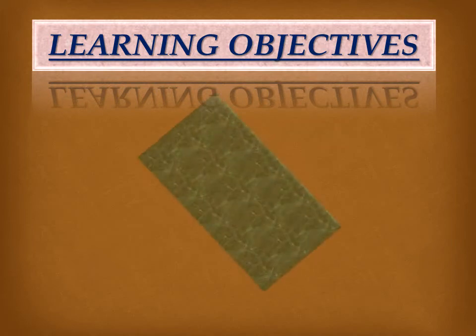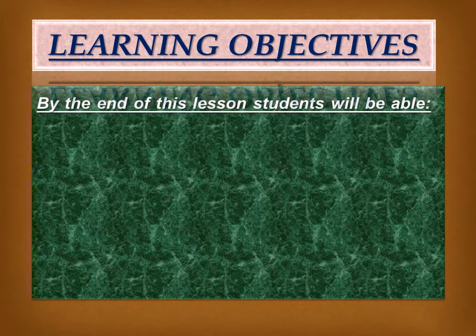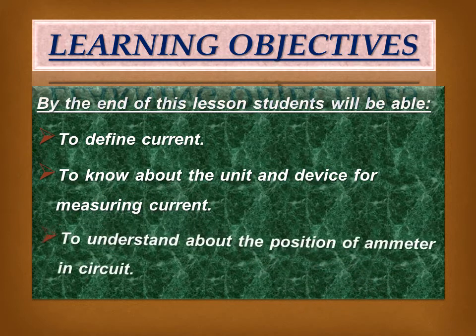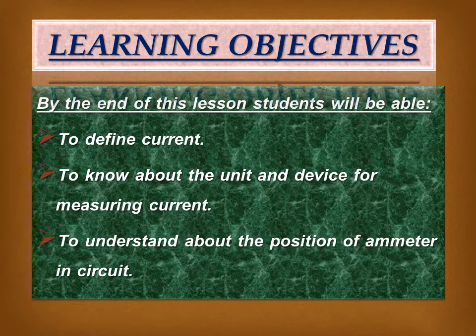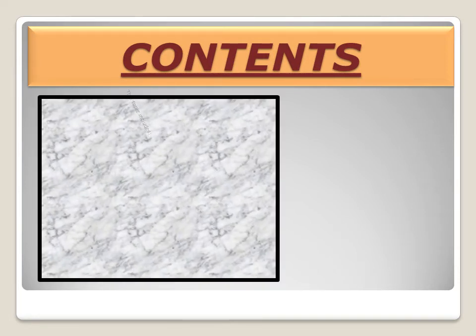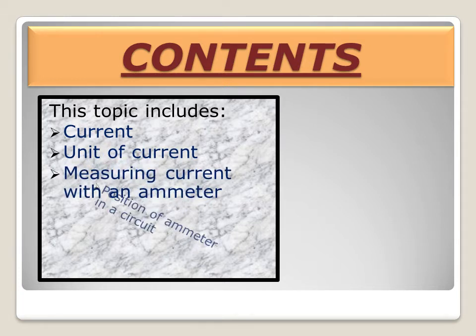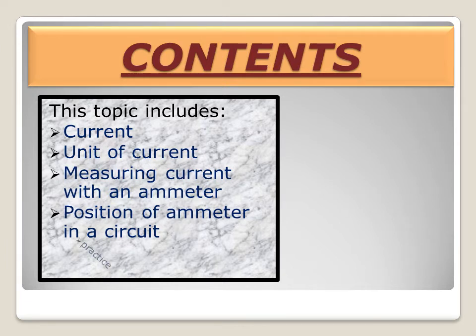Learning objectives. By the end of this lesson, students will be able to define current, to know about the unit and the device for measuring current, and to understand about the position of ammeter in a circuit. Contents. This topic includes current, unit of current, measuring current with an ammeter, position of ammeter in a circuit, and finally practice.